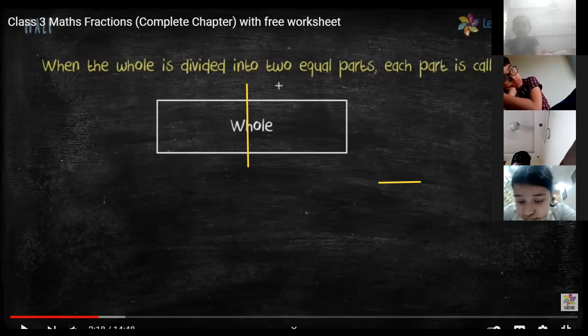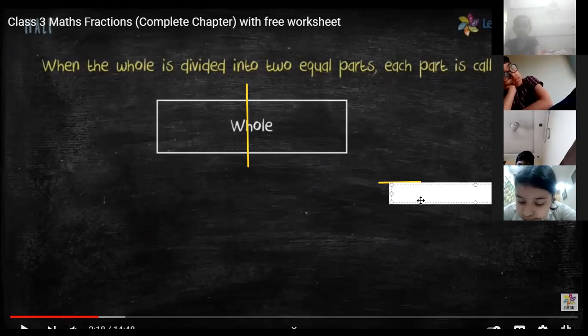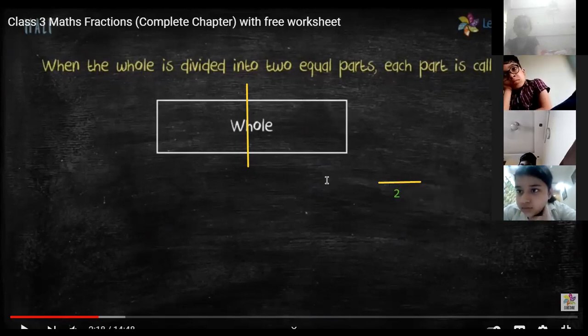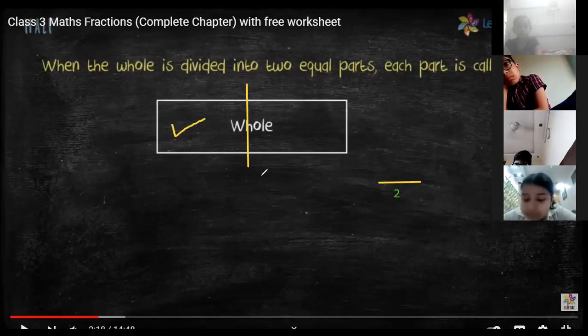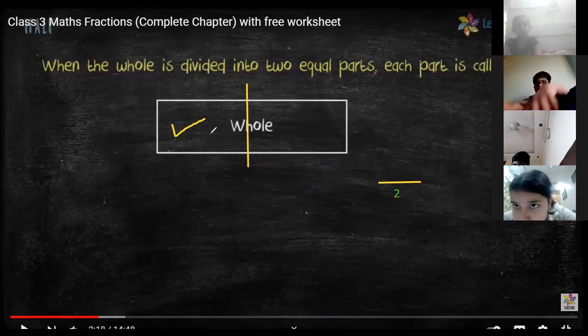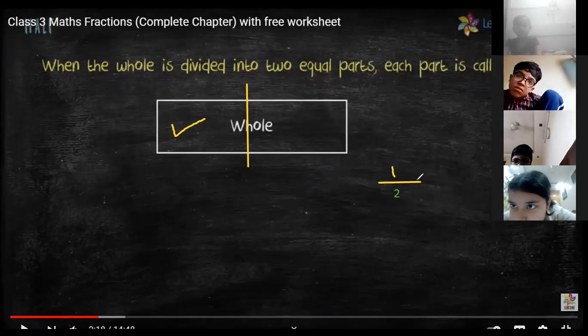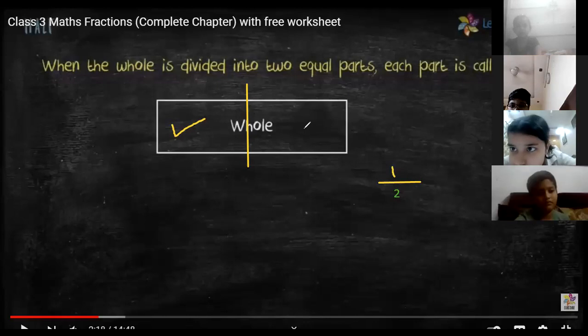Very nice. So here, ma'am is just going to write down 2 equal parts. Means total parts are 2. And suppose we are going to take into consideration the first part only. So can you tell me the fraction of it? Only this part we are going to have. So it means out of 2, we will have only 1. So what will be the fraction of the first part? 1/2. And what will be the fraction of the second part?